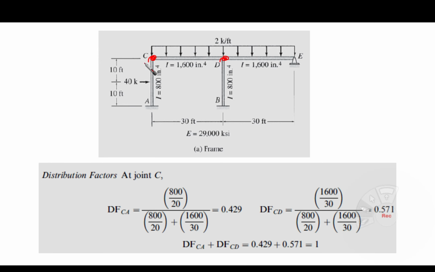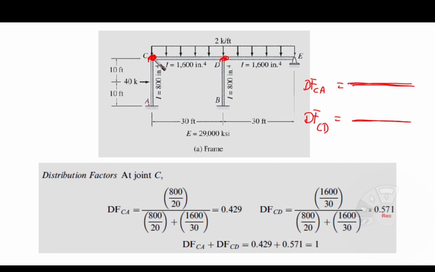If we look at joint C, you're going to find that there are 2 members framing into it. The first one is AC and the second one is DC. This means that at point C, we are going to have 2 distribution factors, right? The first one is the distribution factor relating C to A, from C to A, and the other one from C to D. So we're going to have a distribution factor for CD, right?